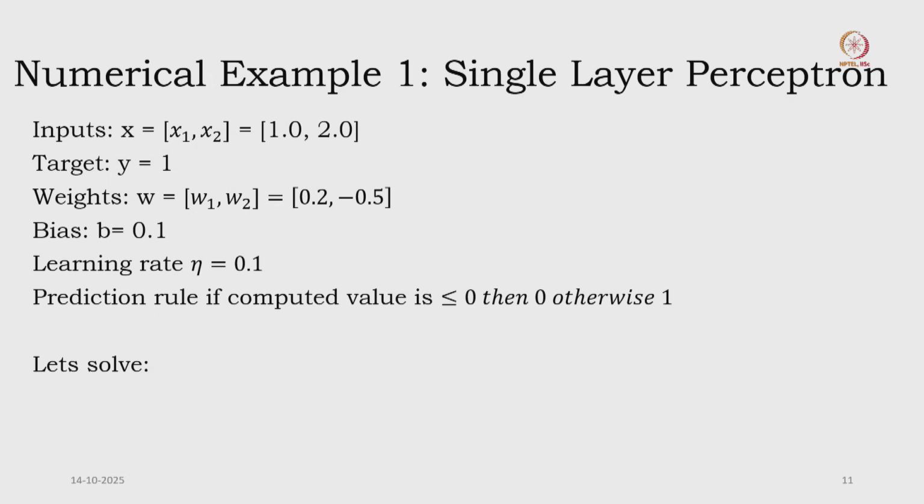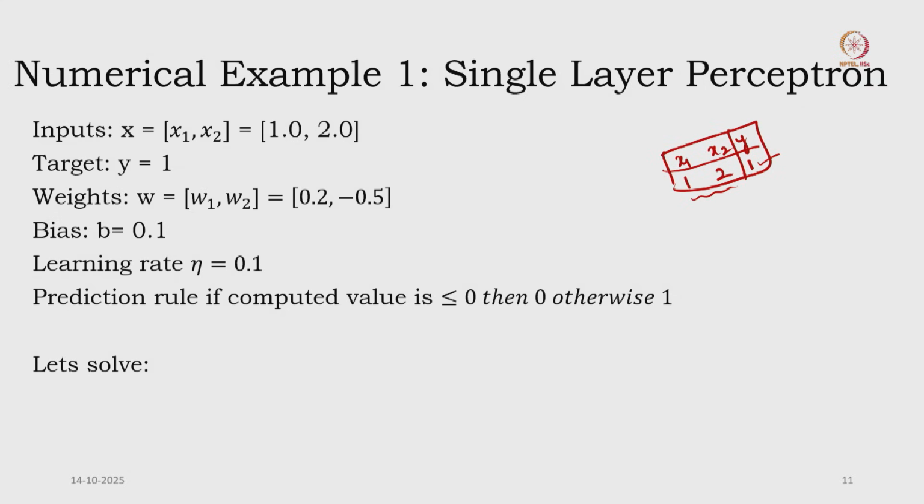Now let us see, there are two inputs X1 and X2, and their values are 1.1 and 2. What exactly does this mean? We have data which is X1 and X2, and we have the target, denoted as Y, and this value is 1. So this is the input and this is the ground truth for this input.